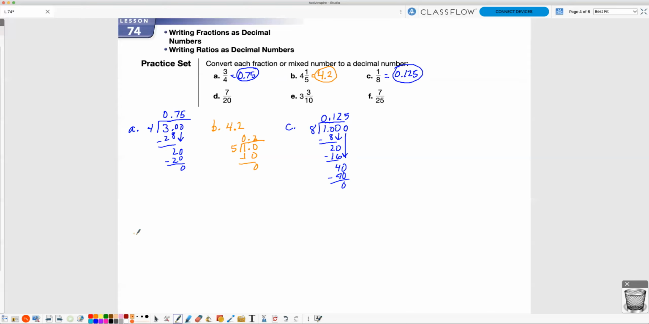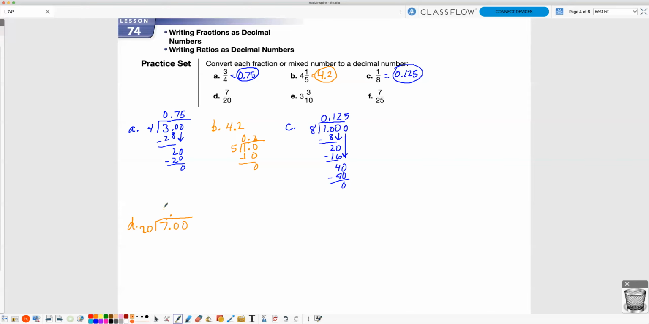Letter D, 7/20. So for letter D, I just need to take 7 divided by 20. So I need to make sure it's in that order. I'm just going to add a couple zeros to start with. I can add more if I need them. I'm going to put a decimal straight up in the answer.